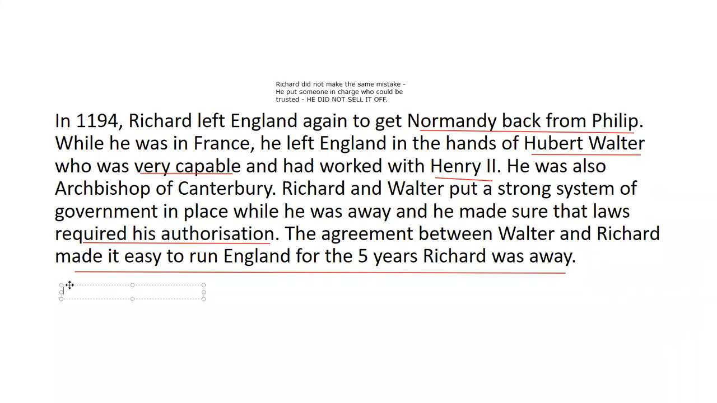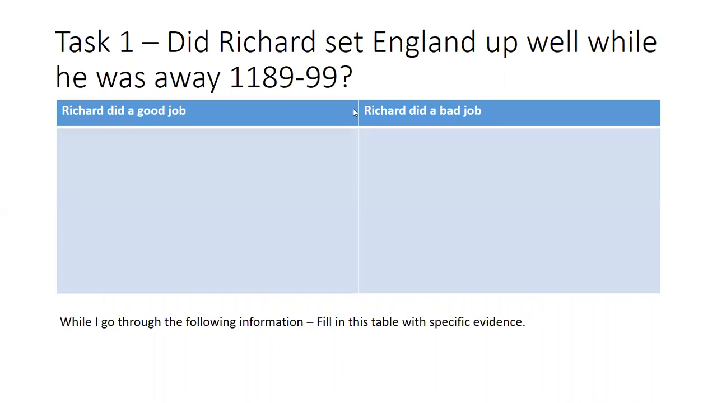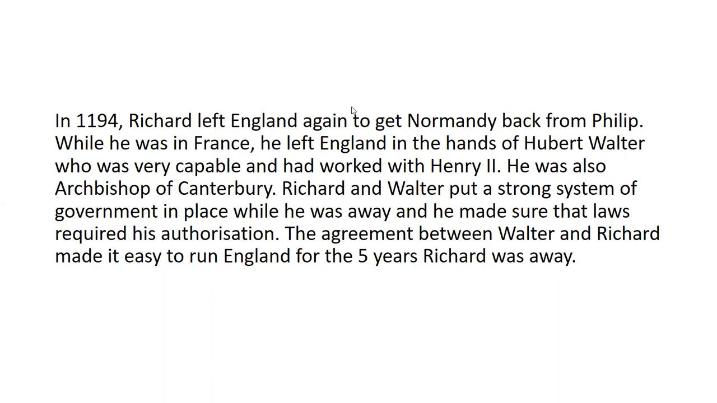So you could argue that Richard did neglect the throne to a degree, but on the whole, he put most things in place that were going to make it strong. Now, what you need to do is quickly just pause the video. If you've not filled in your table, go back and add pieces of evidence and explanation into this table here. Once you've done that, you're ready for task two. So pause the video here, and then once you've done it, you can go on to task two.